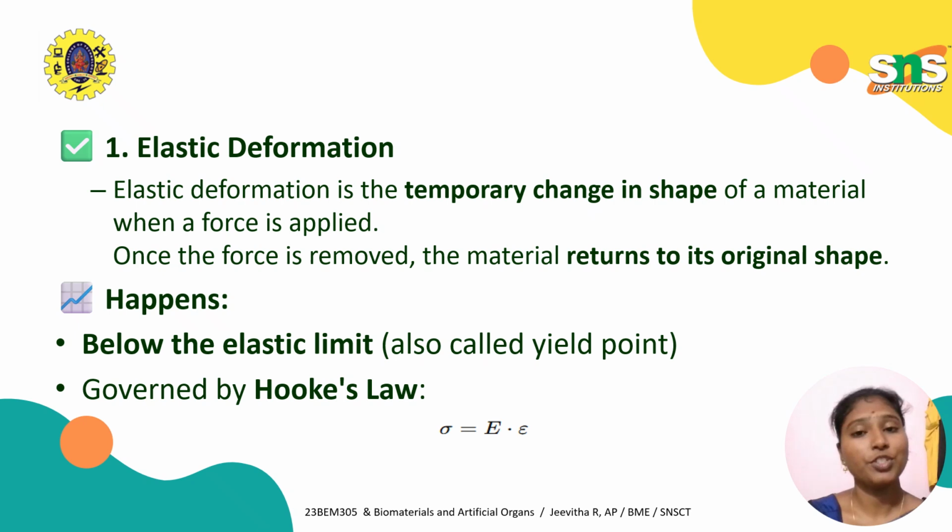Deformation is the temporary change in shape and size of a material when we apply a force. Once the force is removed, the material returns to its original shape. Elasticity means the ability of the material to bounce back to its original shape and size. When we apply force below the elastic limit, the material can go back to its original shape. It is also called the yield point.